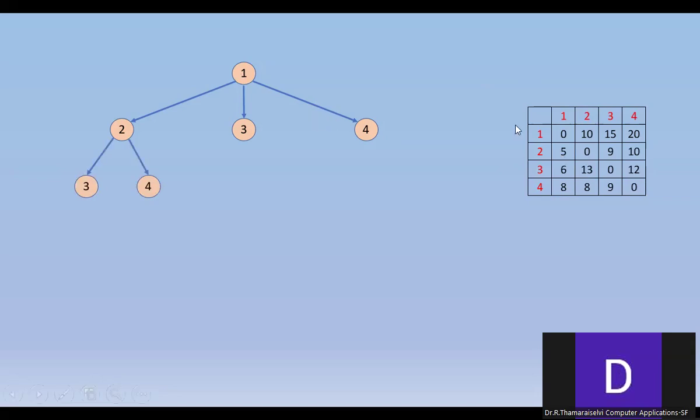Then from 3, 3 to 1, 3 to 2, 3 to 4. But 3 to 1, we have already visited, so no need to have that branch. So from 3 to 2, then 3 to 4. And again for 4, 4 to 1, we have visited 1. So the cost already we have is 8. And 4 to 2, 4 to 3.